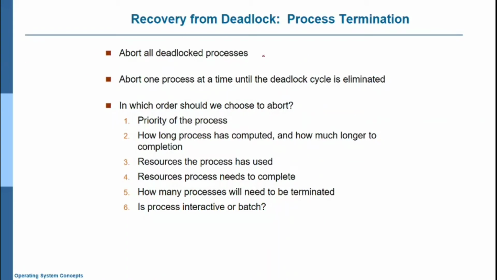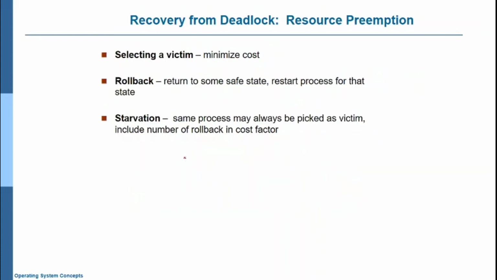So recovery from deadlock. How to recover? It is better to abort all the deadlocked processes, or abort one process at a time until the deadlock cycle is eliminated. In which order should processes be aborted? One is based on the priority, how long the process has computed, the resources the process has used, the resources the process needs to complete, how many processes will need to be terminated, and whether the process is interactive or batch. By this we are able to terminate processes to recover from the deadlock.